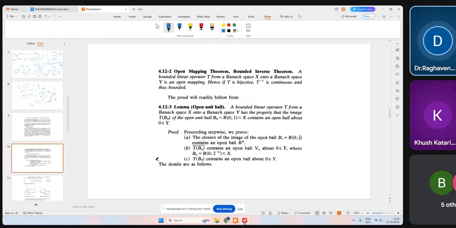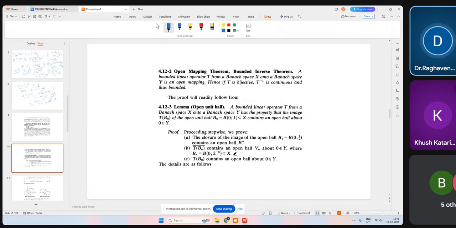Now there are some notational things here. What he writes is that we are going to prove this theorem step by step. The first thing is that we denote the ball B1 to be a ball of radius half around 0. Ball Bn means ball of radius 2 raised to minus n.